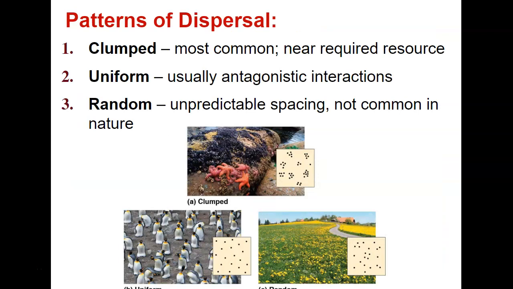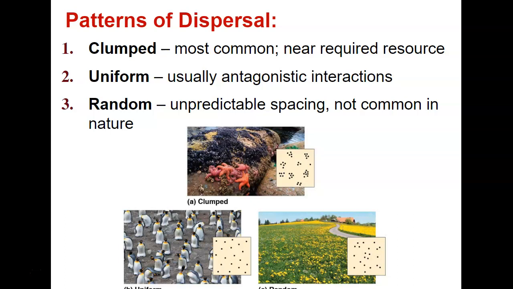So in terms of dispersal, as I mentioned, there are different ways to kind of categorize it. Clumped is the most common. As you can see in A there, I guess those are starfish. They kind of group around specific resources. And oftentimes this is why people do the same thing in metropolitan areas or cities, because that's where a lot of the resources are. But if it has to do with a food or shelter or something, then oftentimes they might clump together.